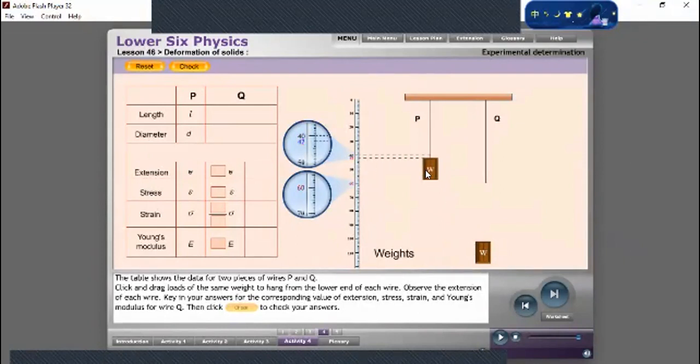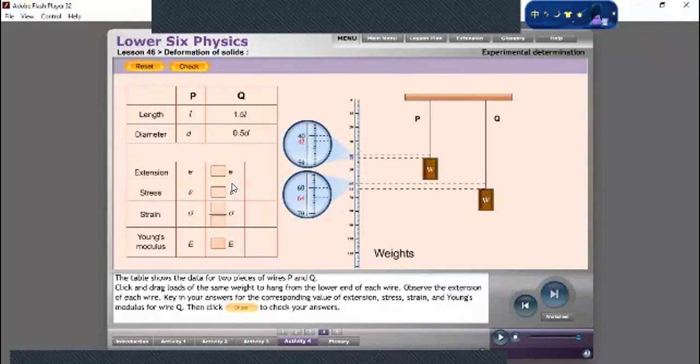So when we hang the load, we notice that the extension of P is 2 cm. For the other one, from 60 cm to 64 cm, the extension is 4 cm. From here, the original length of P is L, and this one is 1.5 L, a bit longer. And the diameter of P is, let's say, D, and for Q, the diameter is half. That means it is thinner.